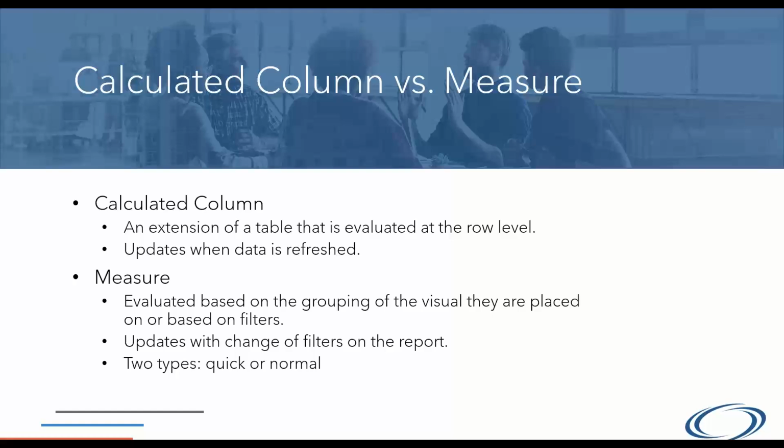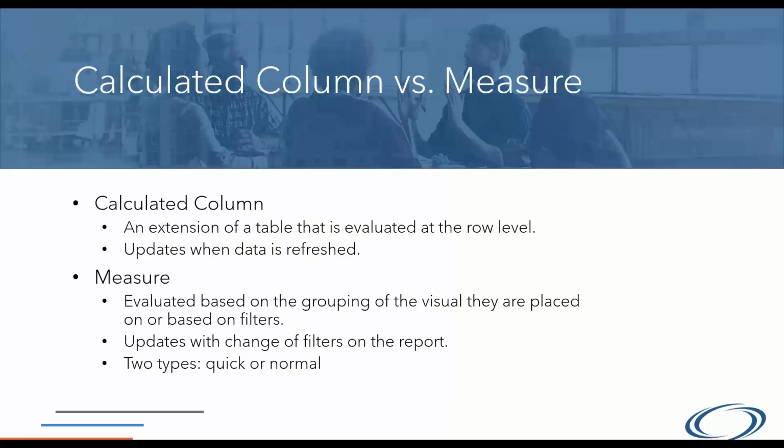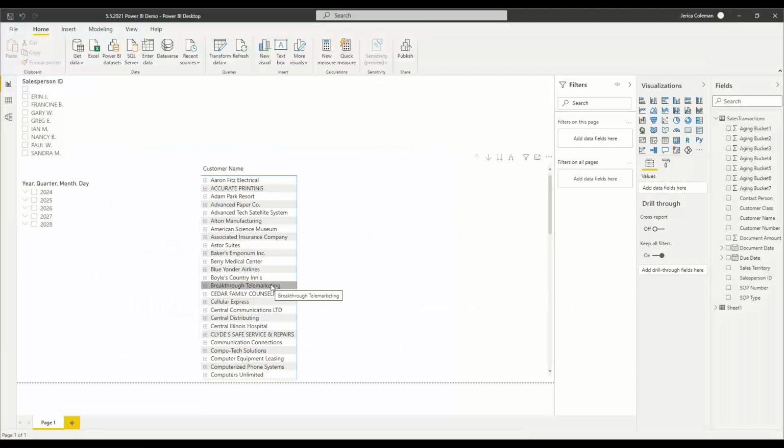So with that being said, let's go ahead and pull up our example report here, and we're going to go through some of the different ways that we can add columns and measures. I'm just looking at a sales transaction set of data here, and I've got a couple of filters on the report already, and I have started a matrix where we are looking at the customer name, and we're going to do some calculations for the different sales information.